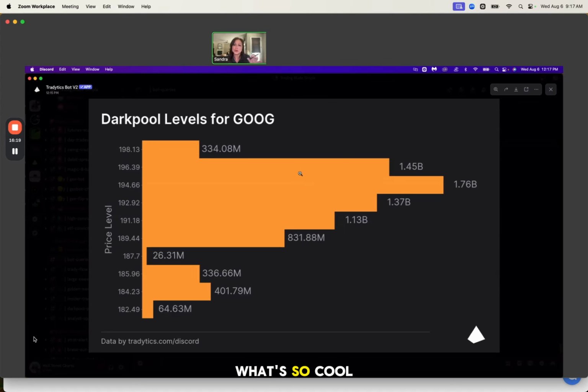What's so cool is that now we're able to discover these types of trades, and you can use them as support and resistance. You can see the largest, heaviest block is at 1.76 billion, and that's at about 194.66 thereabouts. Is that how you would use that? Would you consider that support and resistance, and how could you tell when you look at your chart?